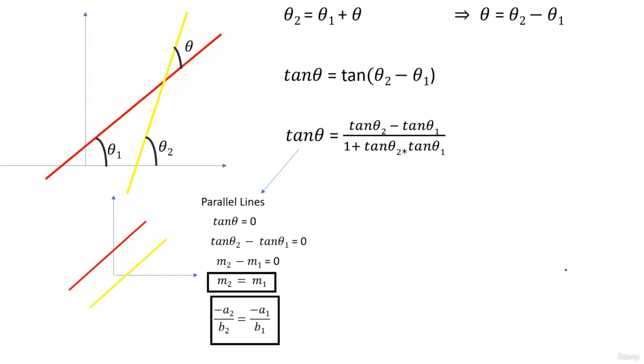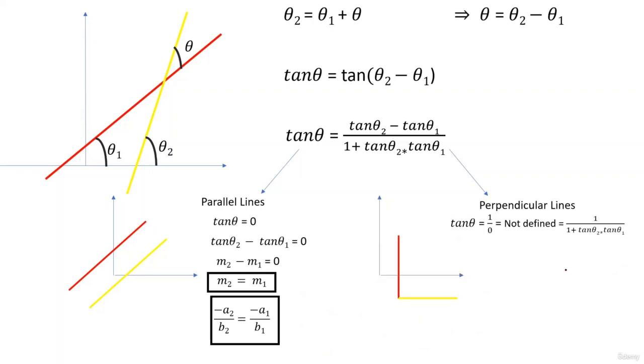Okay, second condition, guys. Suppose these two lines are perpendicular, one on top of the other, forming a 90 degree angle. Then the angle theta between them is 90 degrees, and we know tan of 90 degrees is not defined. Not defined means anything upon 0. If anything upon 0 is not defined, this is the anything, this is the 0, the lower part, right?